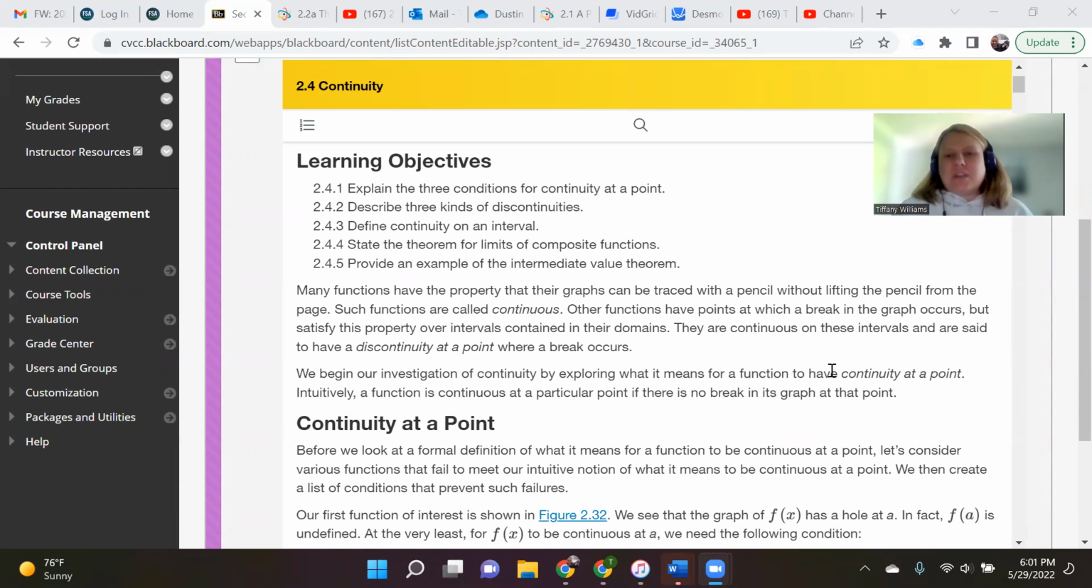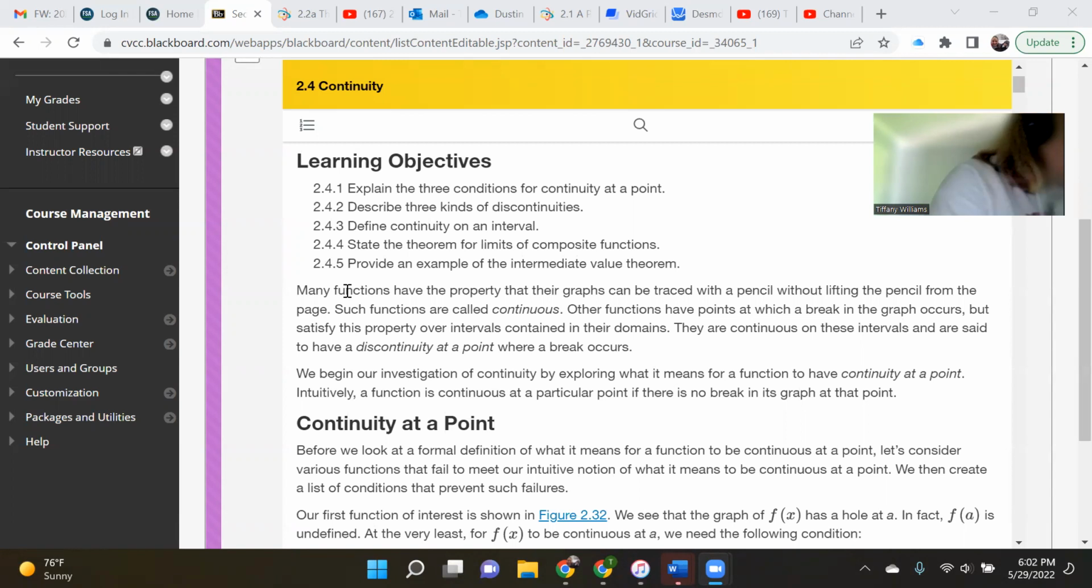Other functions have points at which a break in the graph occurs, but satisfy this property over intervals contained in their domains. They are continuous on those intervals and are said to have a discontinuity at a point where a break occurs. So sometimes they can be continuous over their particular intervals, but then you have a break in the actual graph. We're going to look at all different types of this stuff today.